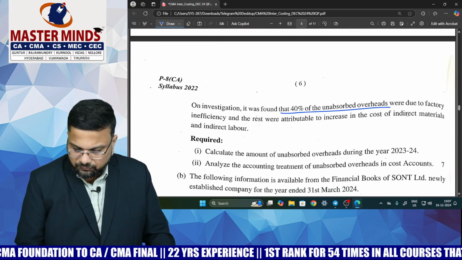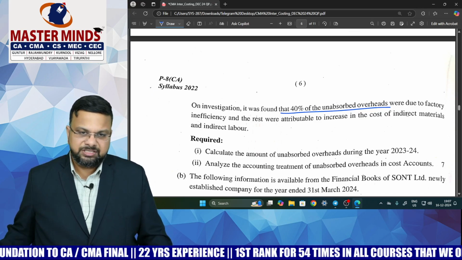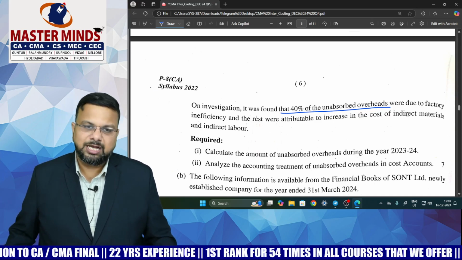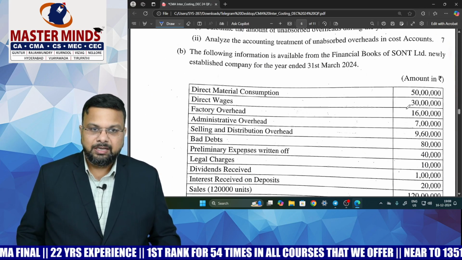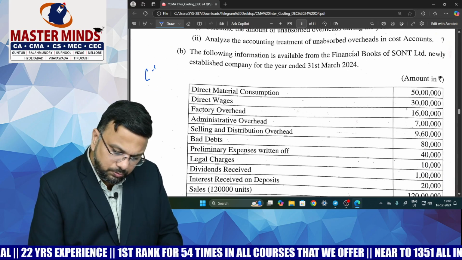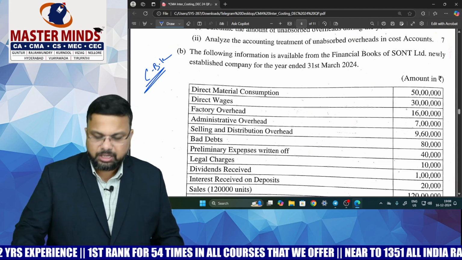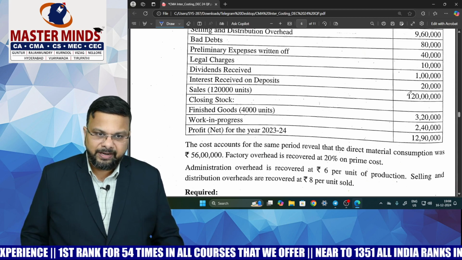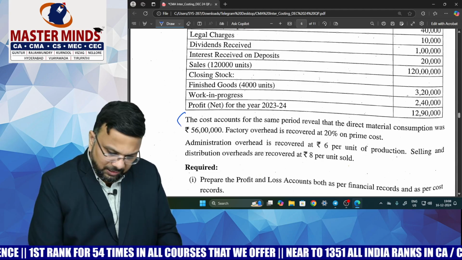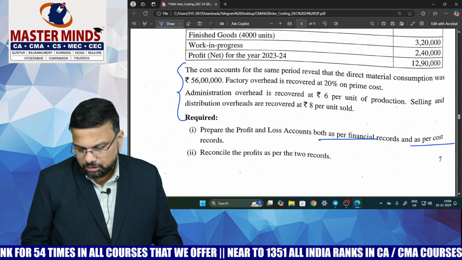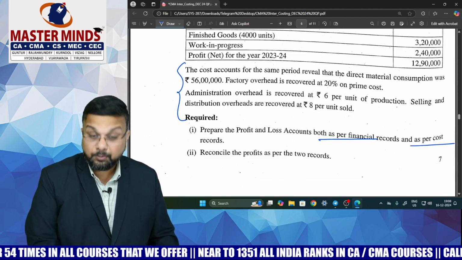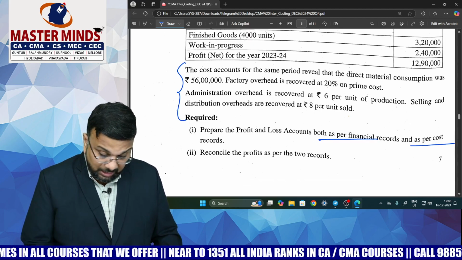40% is because of factory inefficiency, charged to P&L account. Remaining will be charged to respective inventories. Okay, right. This is from cost bookkeeping. Okay, reconciliation problem where information from financial books is given and they have separately given us information from cost books also. Using this information, we have to prepare financial records and cost records. So it's a straightforward problem. It is there in our material. Assignment 9.